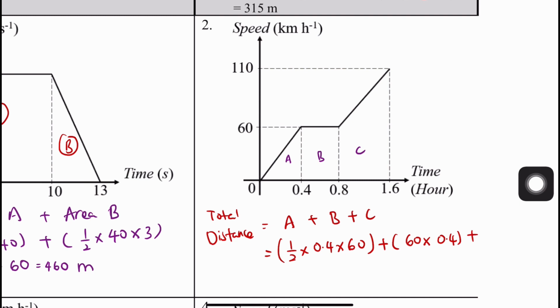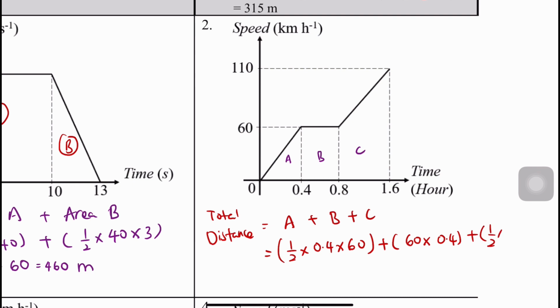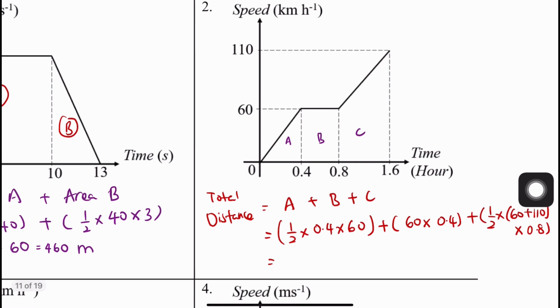Plus trapezium. So trapezium is 1 over 2 times (A plus B), right? 60 plus 110, times the base, 1.6 minus 0.8, you will get 0.8. So masukkan semua ni dalam calculator. Nak kira satu-satu boleh, nak masuk sekaligus pun boleh. And in the end your answer is 104 kilometer.